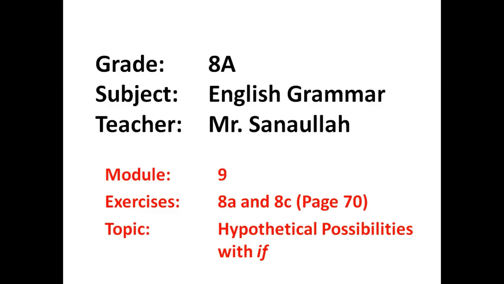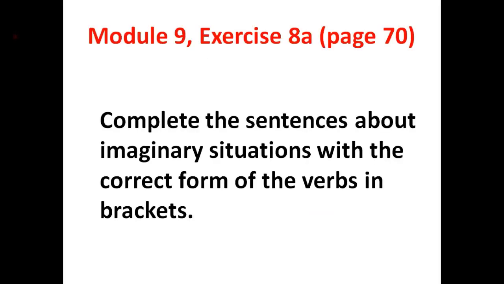Hypothetical possibilities are the sentences or expressions which you make to describe an activity related to the future. For example, you see something, then you make a prediction, you make a judgment that it can happen or that it cannot happen. There is a possibility or there is no possibility at all. So that is called a hypothetical possibility with if. This is a very simple lesson. I hope you will enjoy it.